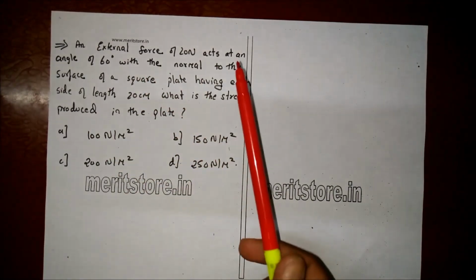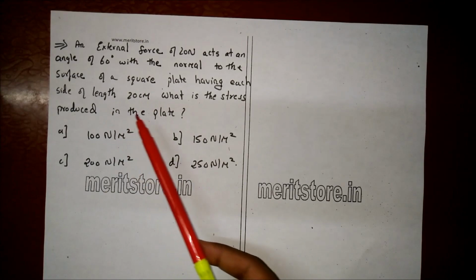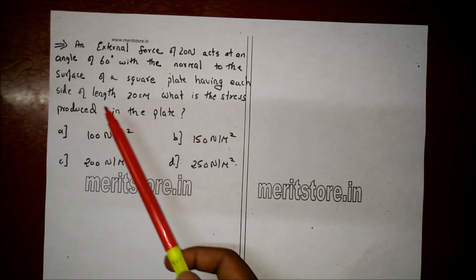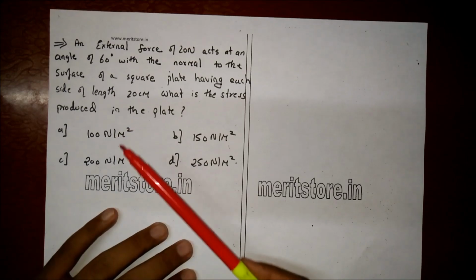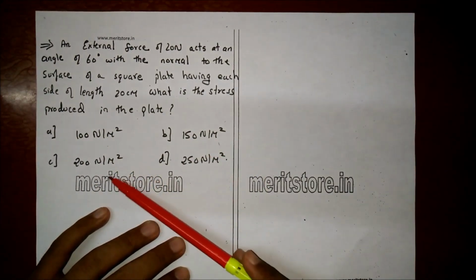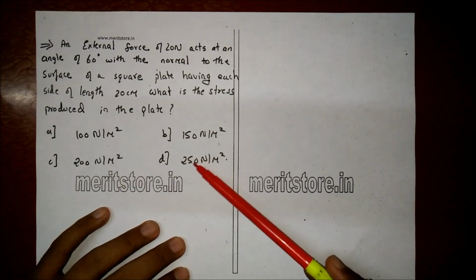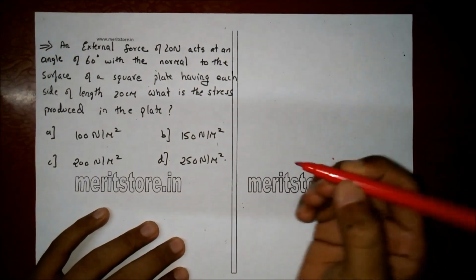External force of 20 Newton acts at an angle of 60 degrees with the normal to the surface of a square plate having each side of length 20 centimeter. What is the stress produced in the plate? A. 100 Newton per meter square, B. 150 Newton per meter square, C. 200 Newton per meter square, and D. 250 Newton per meter square. Now here we know the angle at which the force acts.